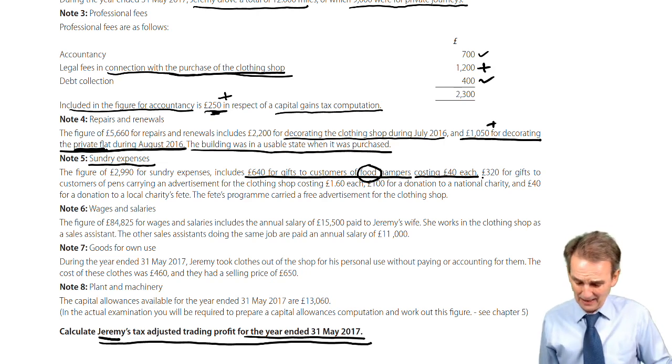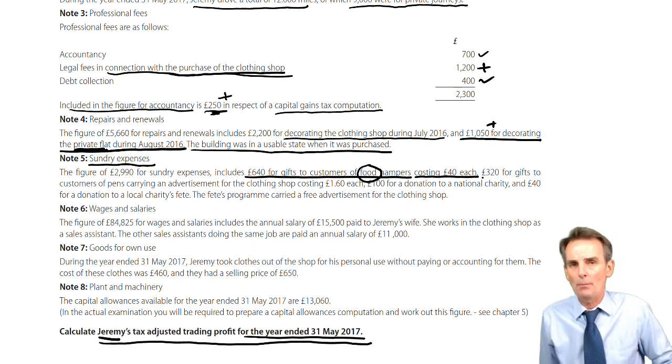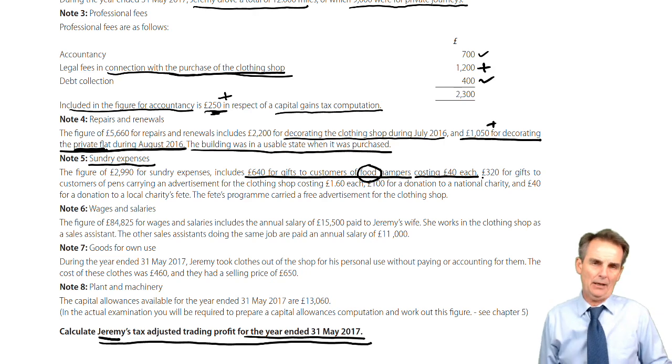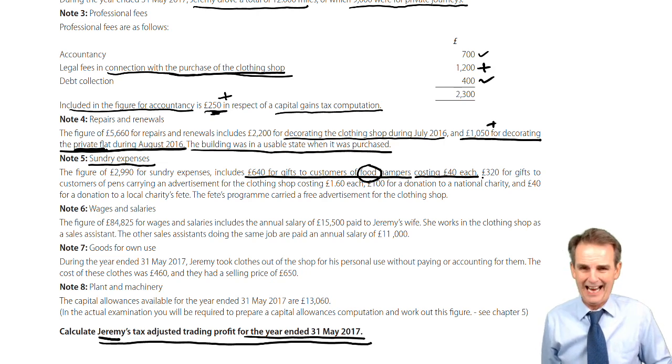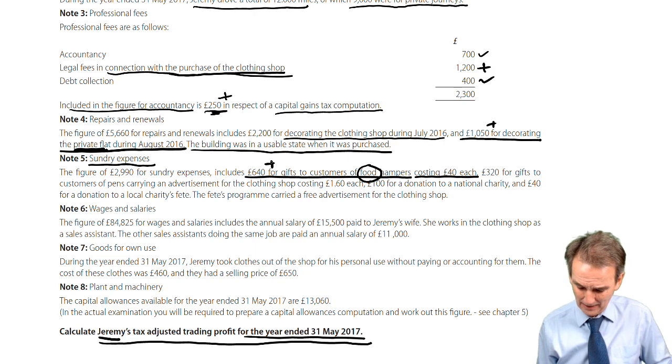They must represent a conspicuous advertisement for the business. Well, no reference to that. But the point is, it must not be food, drink, tobacco products or exchangeable vouchers. This clearly is food. As soon as you see that, it's disallowed. You don't care how much it cost. So 640, add back, put a plus sign next to that one.